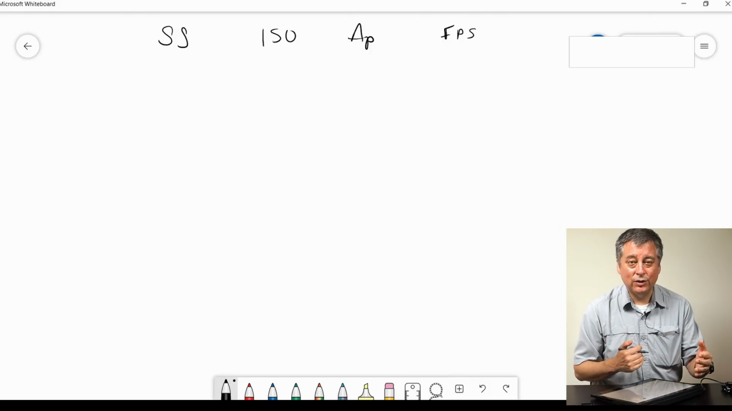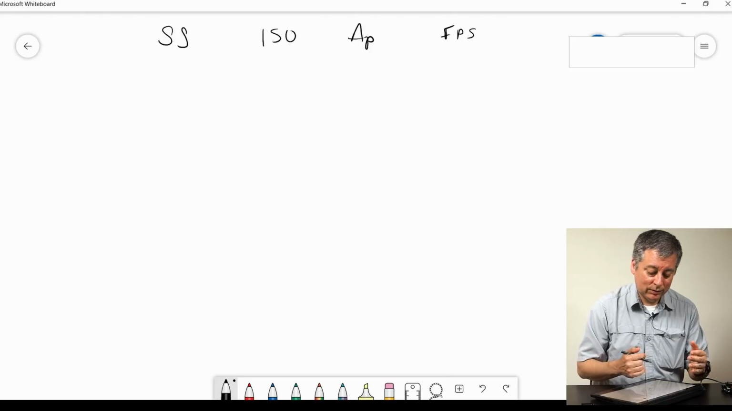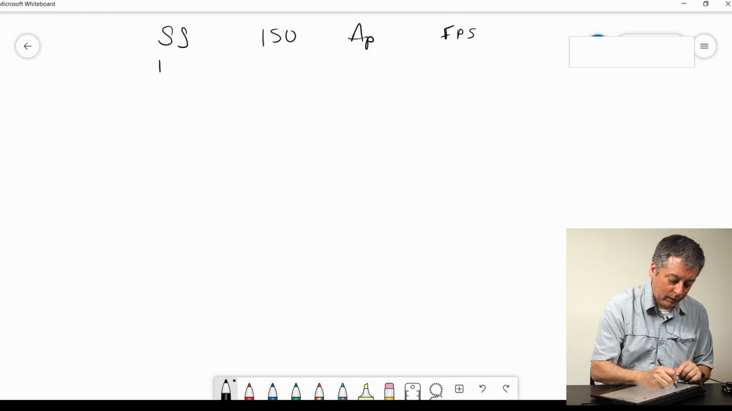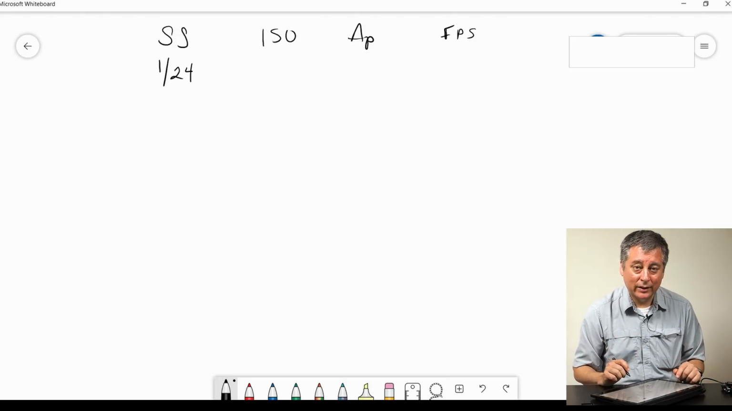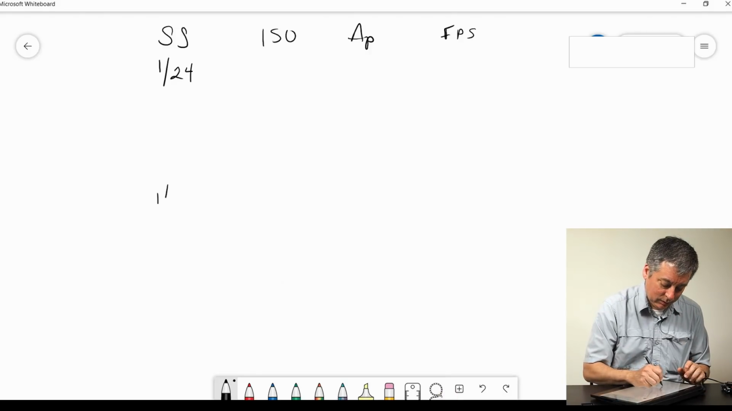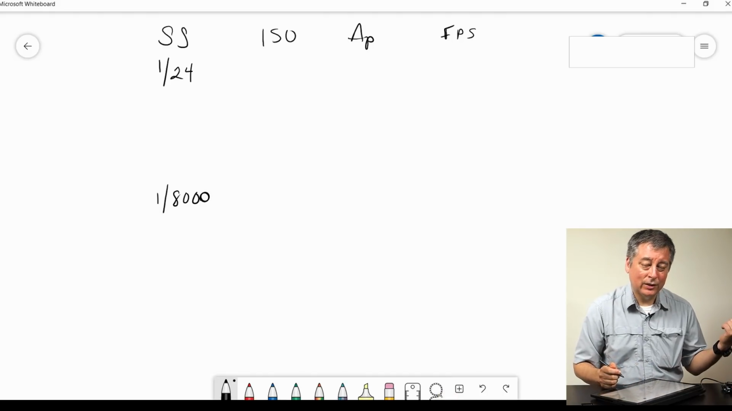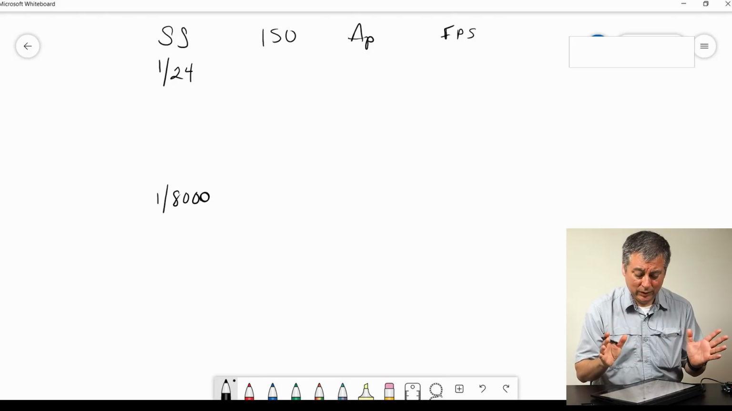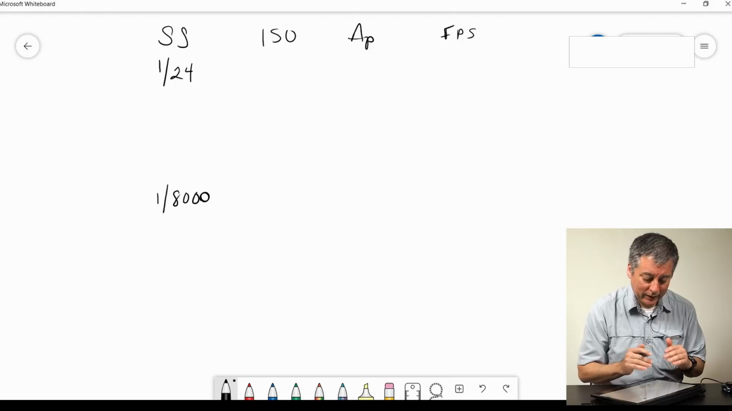We have some limitations on the shutter speeds we can use. For our Olympus cameras, and most cameras in general, the maximum we can use, the slowest shutter speed, is 1/24th of a second. The fastest shutter speed we can use is typically 1/8000th of a second. I think the M10 Mark II might be 1/4000th of a second, but for this demo it doesn't really matter. We'll just use 1/8000th of a second.